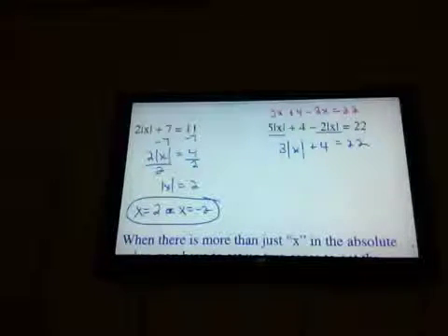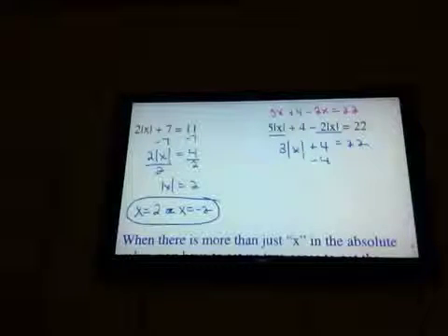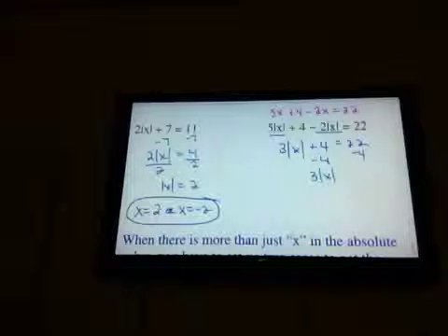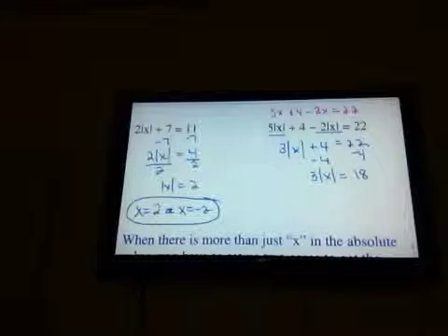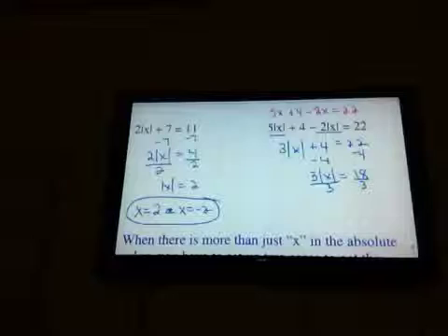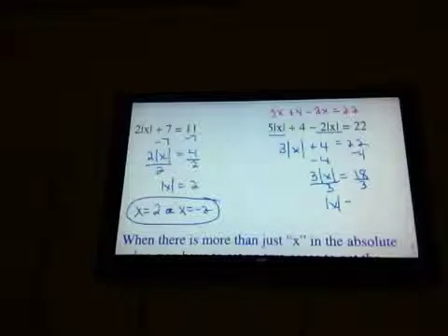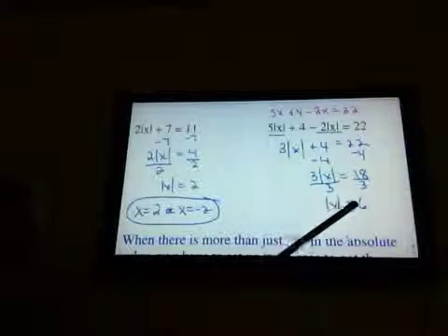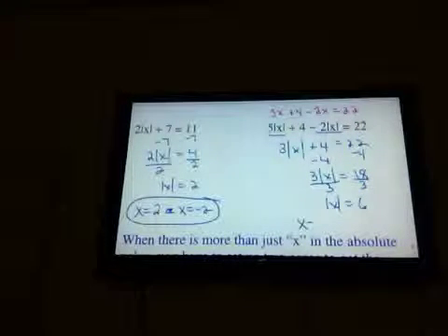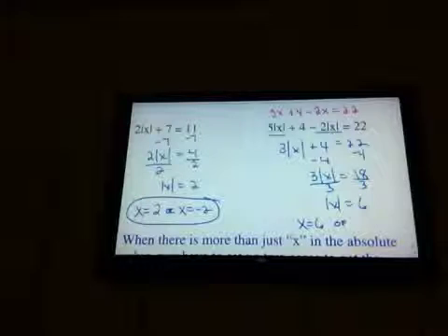Get that x alone. Subtract your 4. So 3 times the absolute value of x equals 18. And then divide by 3. And the absolute value of x equals 6. Once that absolute value is by itself like this, I set it equal to 6, and then negative 6.